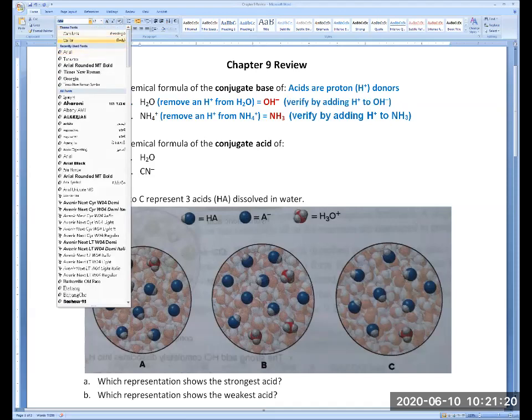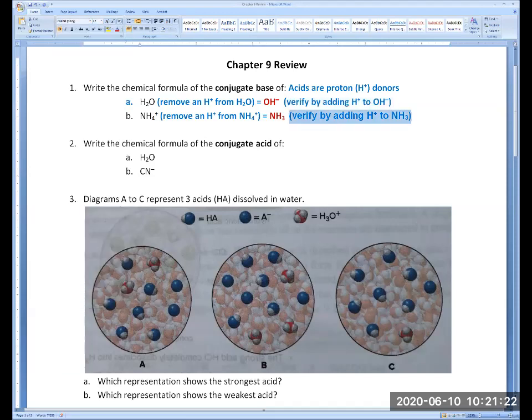Let me just change that, it's a bit too big. Okay, so that's our conjugate base. Let's do the reverse process now, because we are looking for the conjugate acid. So these are your bases, H2O and CN-.